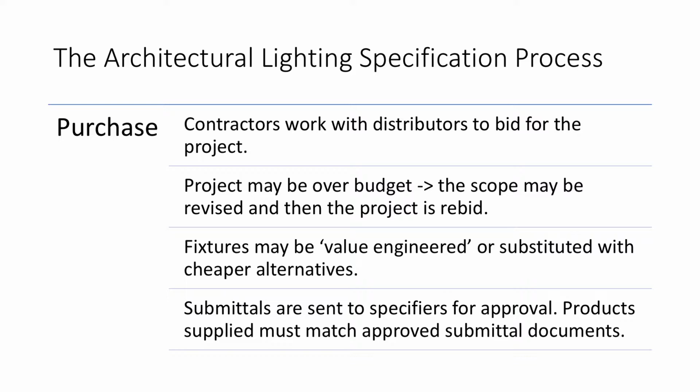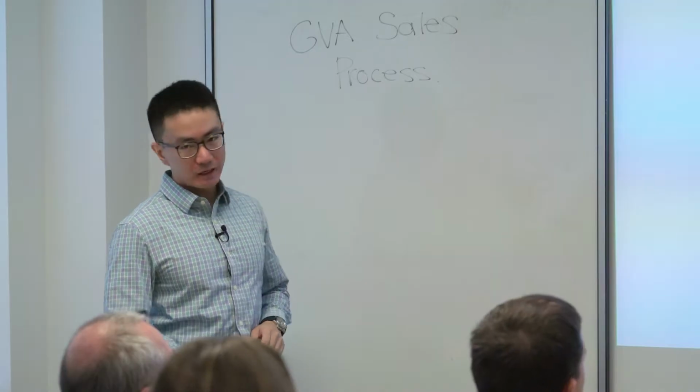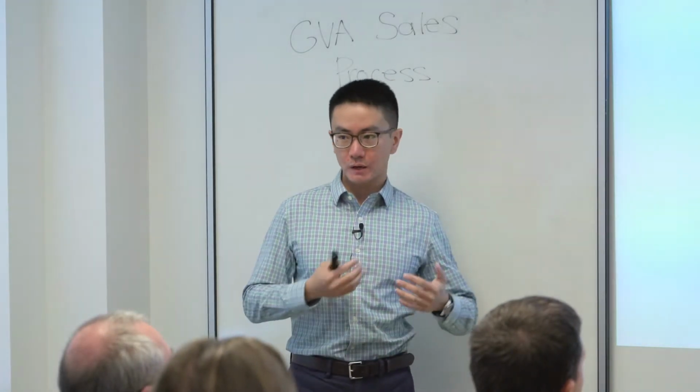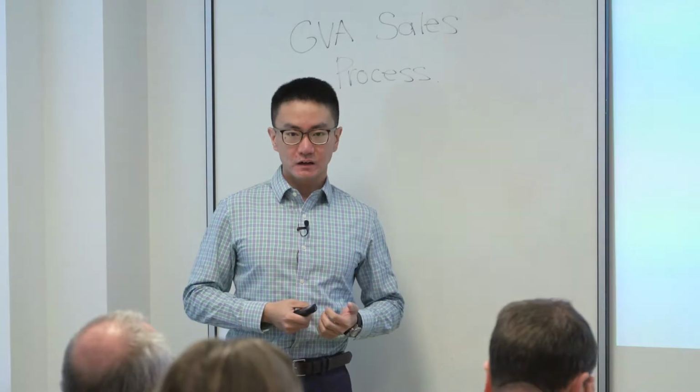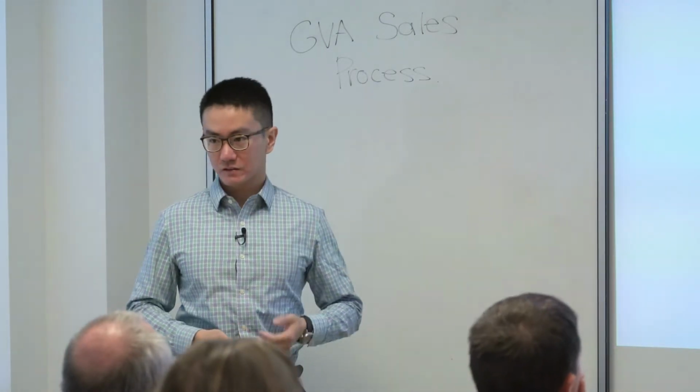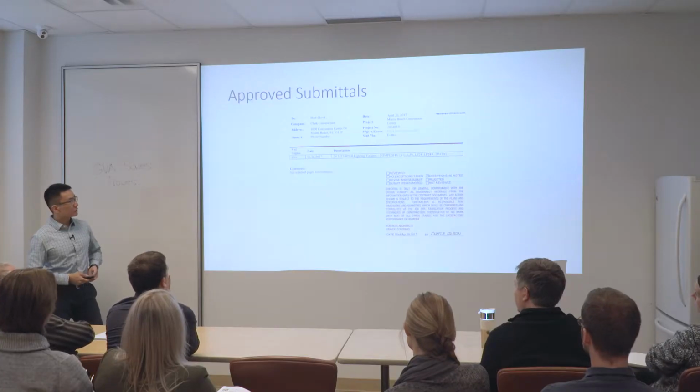And in addition to changing the scope, which is something they have to do and then issue a rebid, what they can also do is a value engineering. So value engineering is just a fancy term for swapping out something that's more expensive with something that's cheaper. So that's what value engineering is. And lastly, when everything gets approved and finalized, submittals are sent to specifiers for approval. And once that's sent, products supplied to the project must match approved submittal drawings, unless we encounter some extreme cases of site conditions.